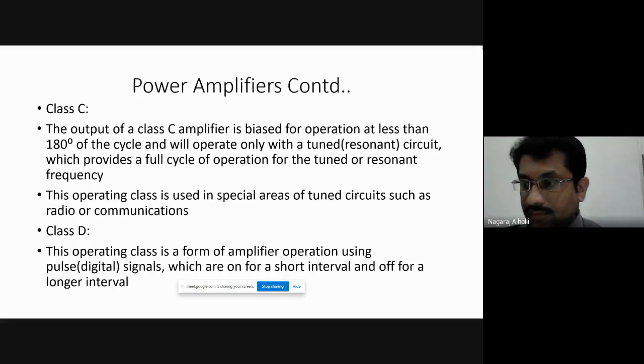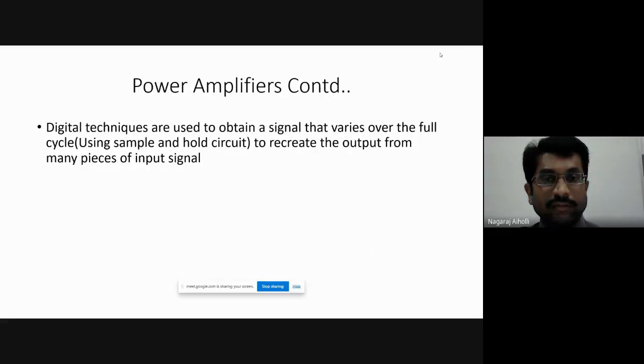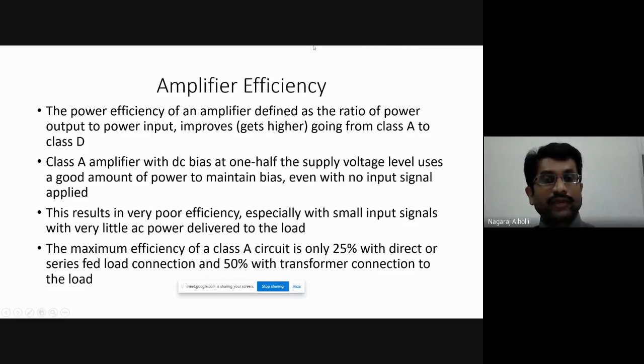Okay. So there is a little bit more on power amplifiers. We'll take up that: amplifier efficiency. Now, amplifier efficiency, as I told, means it is a ratio of output to input. When we use the term power efficiency, that means it is a ratio of output power to input power. That is called the power efficiency of an amplifier. So it is defined as the ratio of power output to power input.